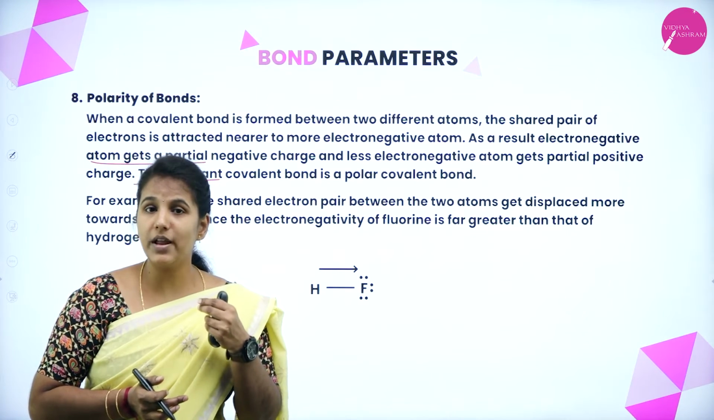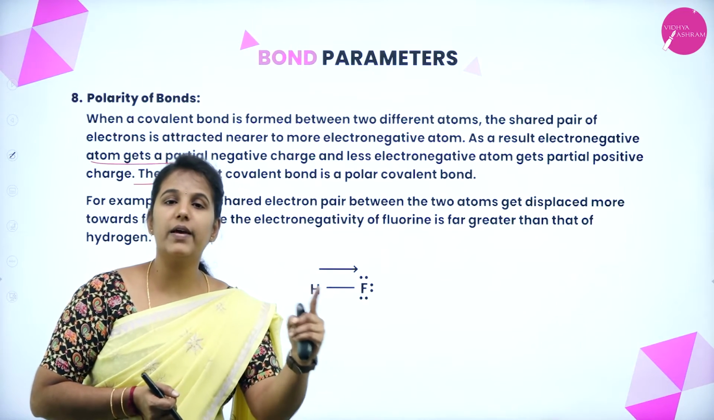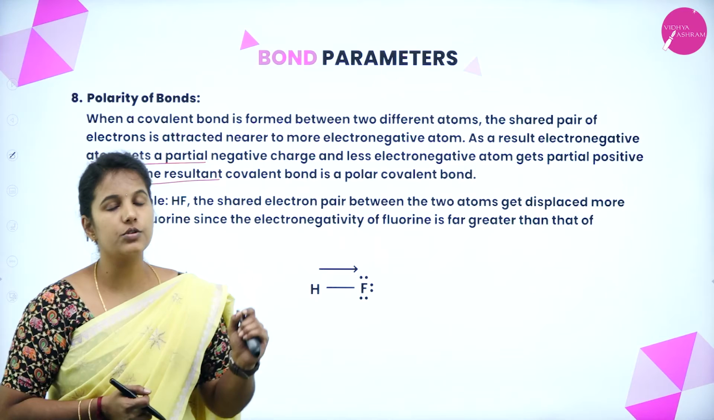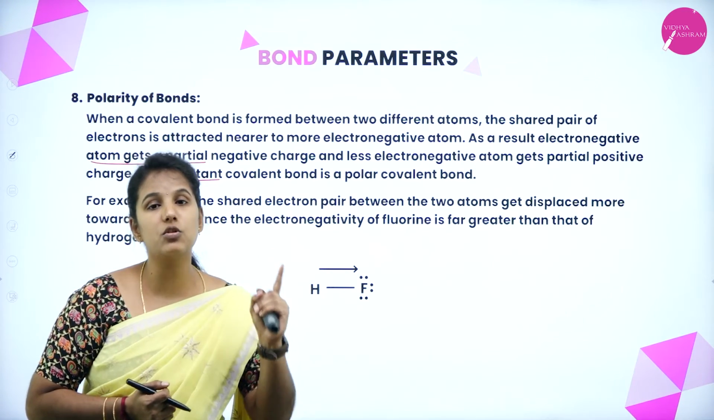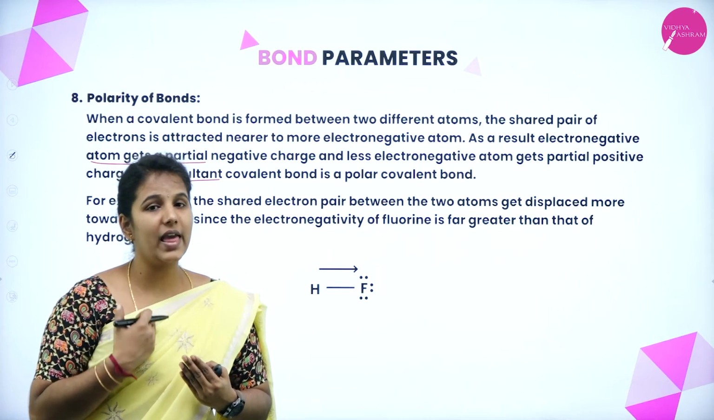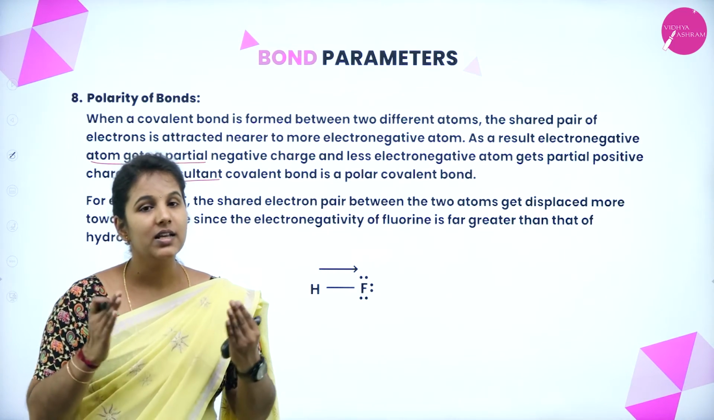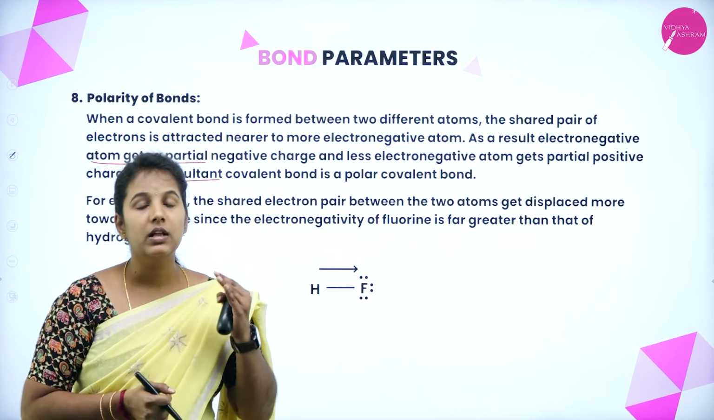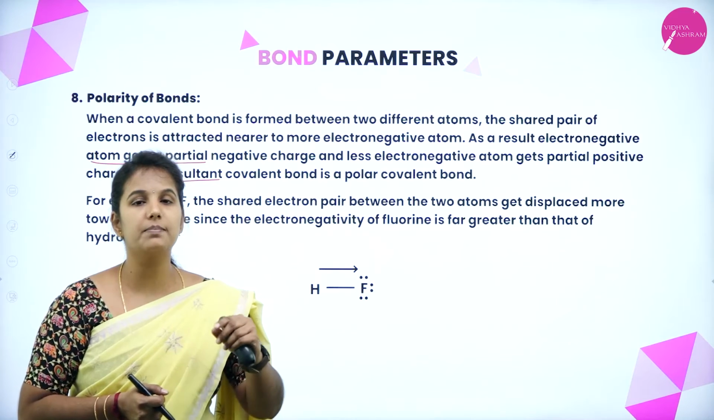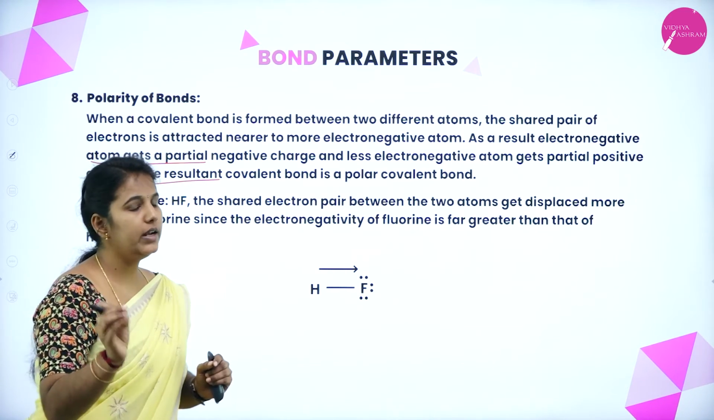Suppose if you consider any two elements, the partial negative charge goes to the element which is more electronegative in nature. Similarly, the less electronegative element gets the partial positive charge. Such bonds, with partial negative charge and partial positive charge, are known as what? Polar covalent bonds.